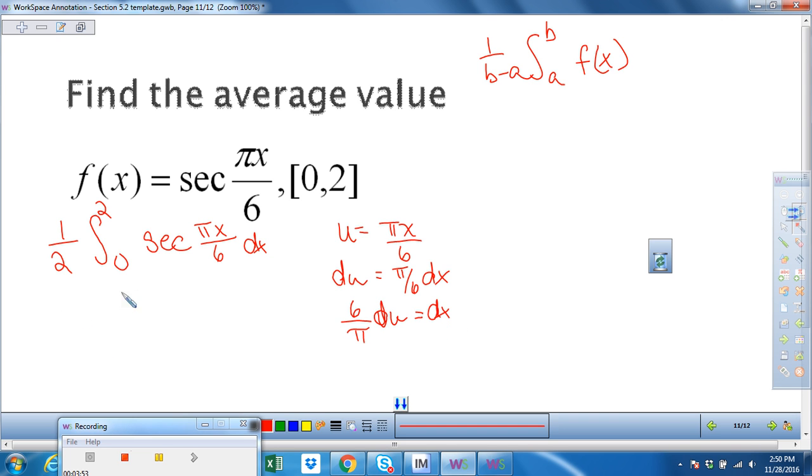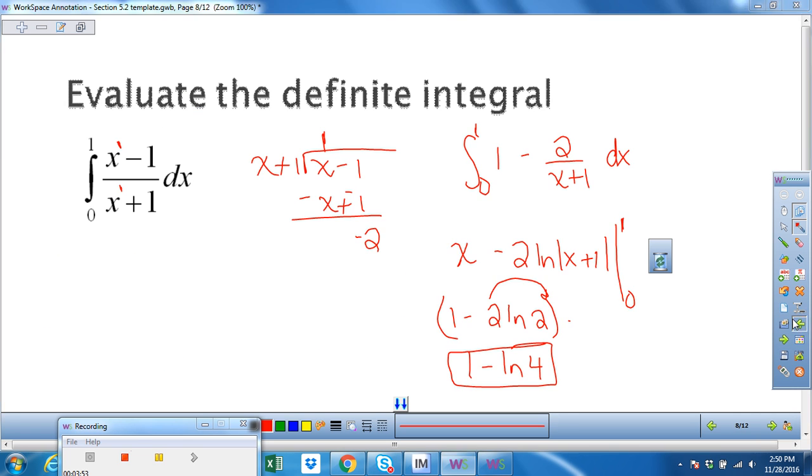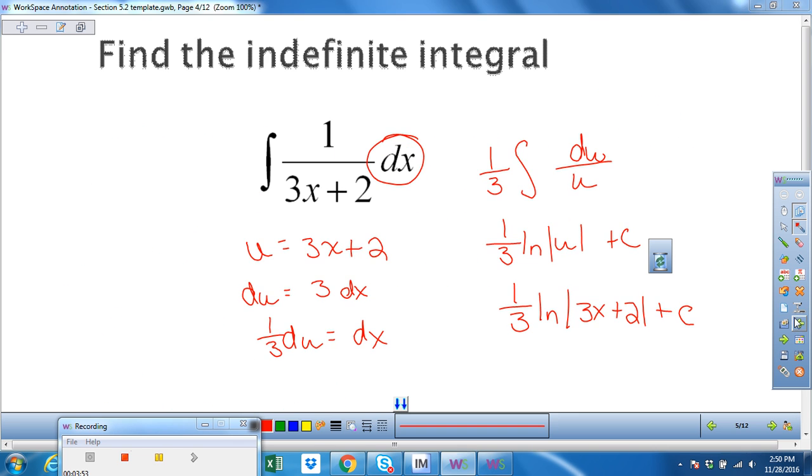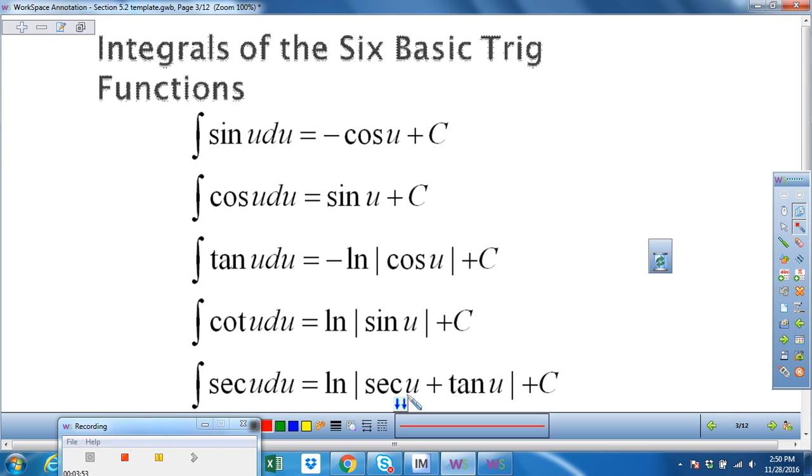So 6 over pi would come out, so I'd have 6 over 2 pi times the integral from 0 to 2 of secant u du. Like I said, I think that's one of those weird ones, so if I go back to the very beginning of my slides, I hope this isn't giving you whiplash. I think I have that written down, yes. So the integral of secant u du is the natural log of secant u plus tan u.